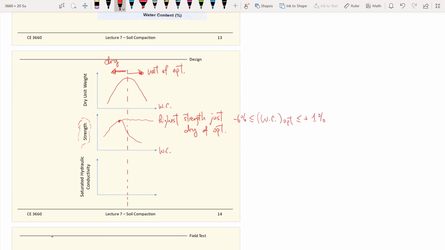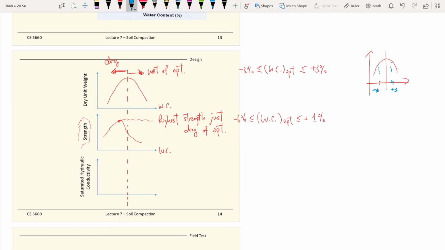A typical design, if you don't highly specify the strength or the hydraulic conductivity performance, you will specify it between like -3 to +3% of water content. Which means when you have a compaction curve, this is the optimum water content, and you will specify a window of -3 and +3 of the optimum water content.